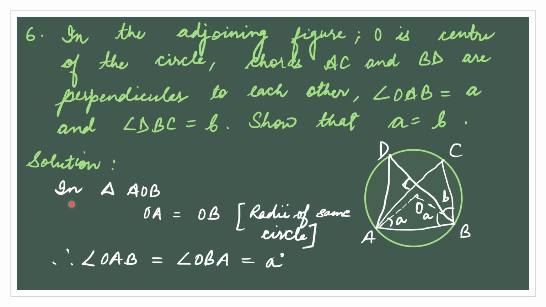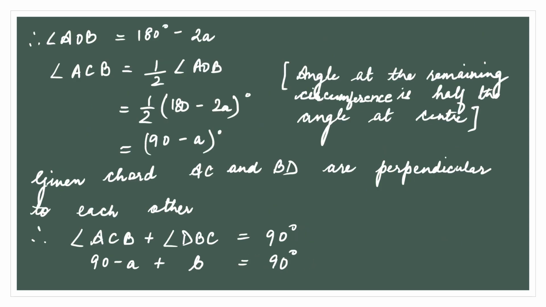Like in triangle AOB, we have taken the radii of the same circle, therefore the angle is equal to A degrees. Then angle AOB is equal to 180 minus 2A. We have seen that. Angle ACB, the angle on the remaining circumference, is half the angle at the center. So 90 minus A. Given chords AC and BD are perpendicular to each other, therefore angle ACB plus DBC, that is 90 minus A plus B, is equal to 90 degrees.